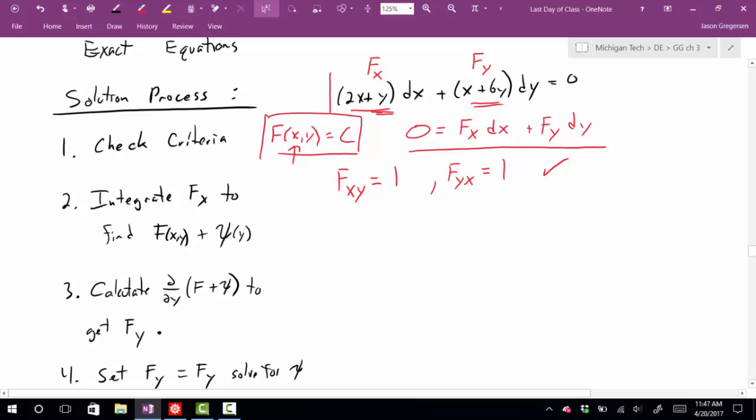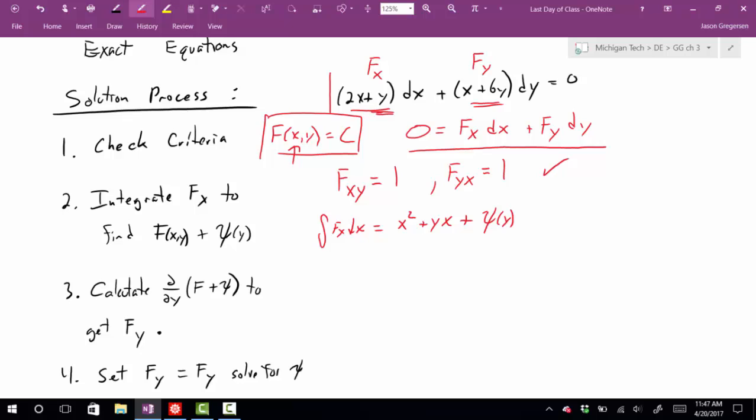All right, so what do I do? I integrate f sub x with respect to x. I get x squared plus y times x plus some constant. No, I'm doing a partial integration with respect to x. That means this thing could actually be more than just a constant. In fact, it could be any function of y. That's where we added our little psi of y.